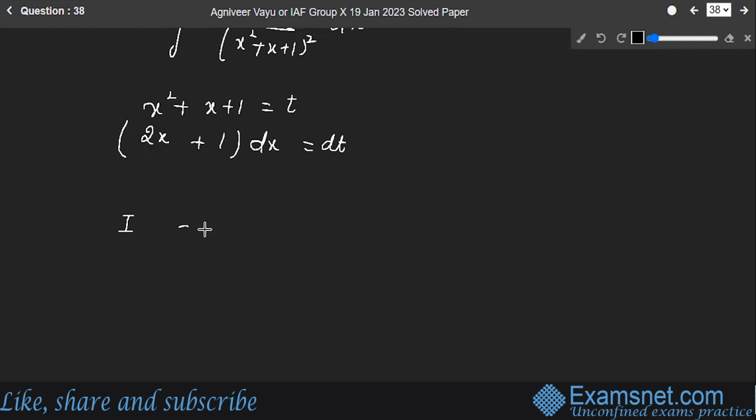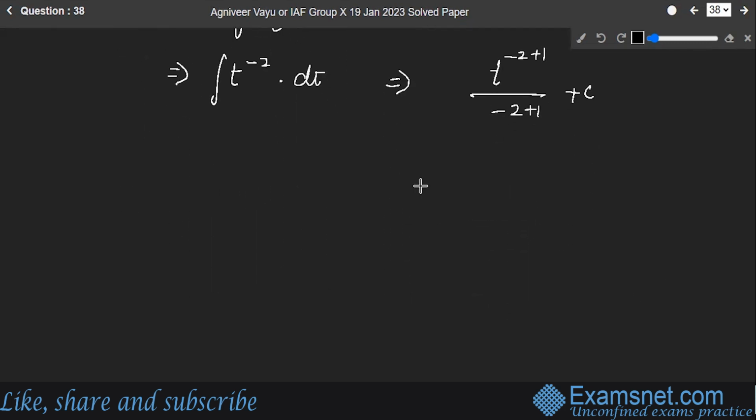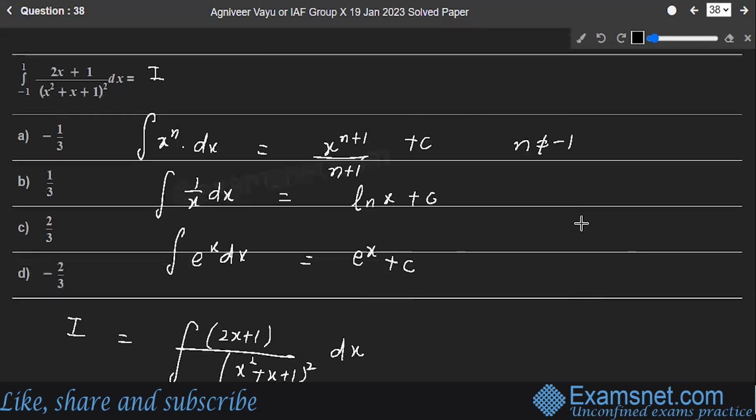Now let's come back to our problem. The integral can be written as dt upon t square, right? Now this integral will be equal to t raised to power -2 into dt. So this will be equal to t raised to power -2 plus 1 upon -2 plus 1 plus c. So this is equal to t raised to power -1 upon -1 plus c. So this is -1 upon t plus c, right? And what was t? This is minus x squared plus x plus 1. There were limits also. Yeah, I forgot to put on the limits, -1 to 1.